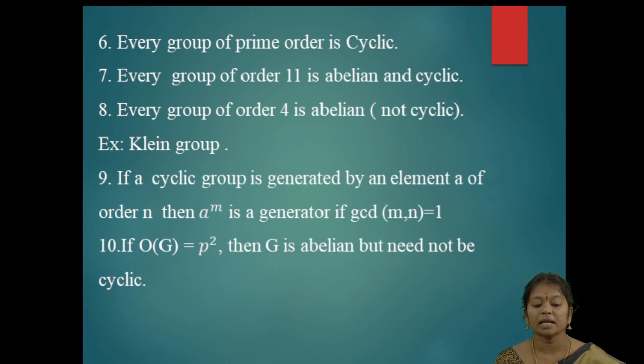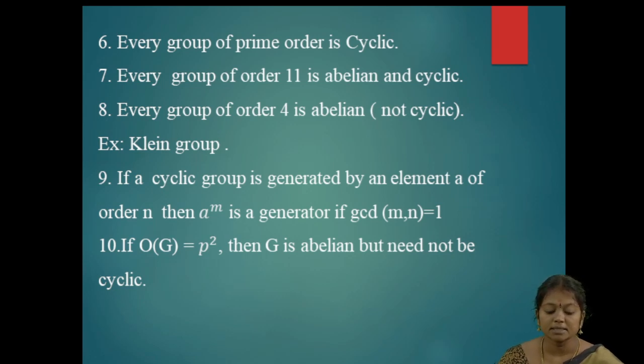Every group of order 11 is abelian and cyclic. If a group's order is 11, immediately you can say that group is abelian and cyclic. Then every group of order 4 is abelian but need not be cyclic. In the previous statement, if the group order is 11 we can say both abelian and cyclic, but a group of order 4 is abelian but need not be cyclic. The best example is the Klein group. Klein group order is 4. It is abelian but not cyclic.